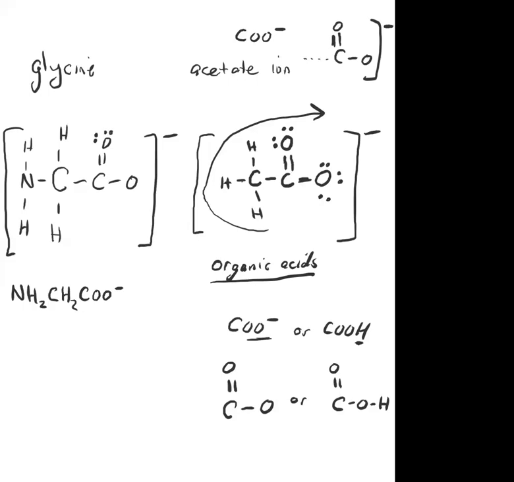2 lone pairs, just like we did over here. 3 lone pairs, just like we did over here. And then it's negatively charged. So glycine is an organic acid, right? And when you have the COO minus, that tells you it's an organic acid. So one of the oxygens is going to have a double bond to the carbon, and the other one is just going to have a single bond, right? Just a single bond to that one over there. Okay, I think that's pretty much it for those.